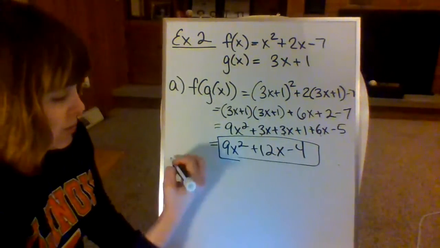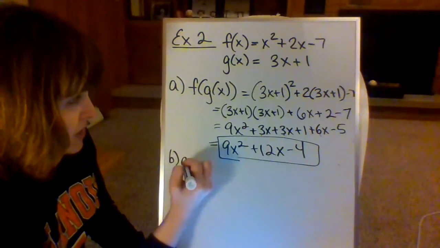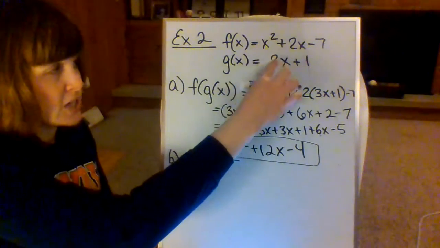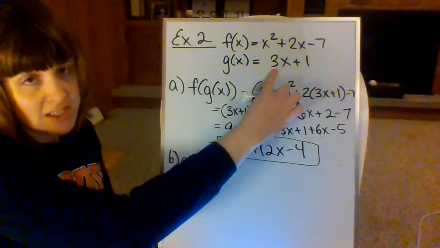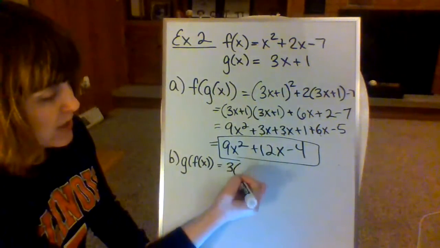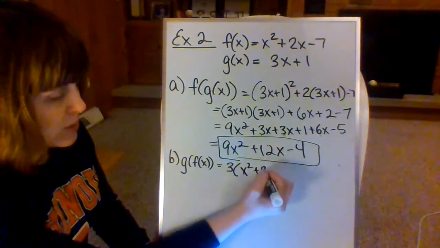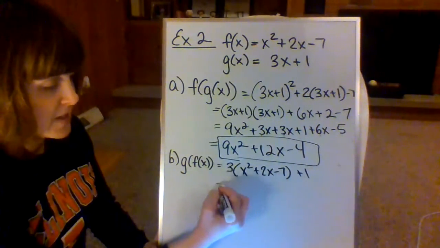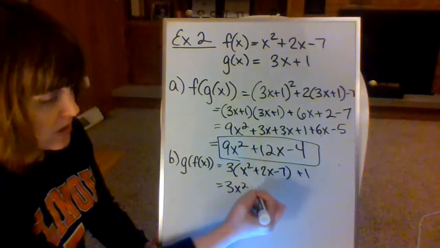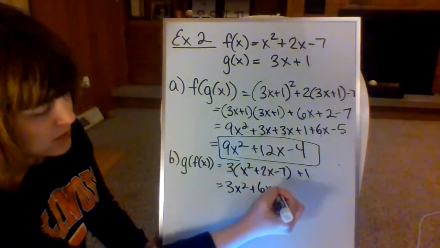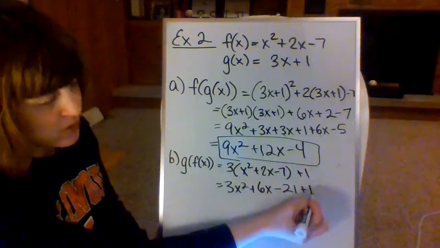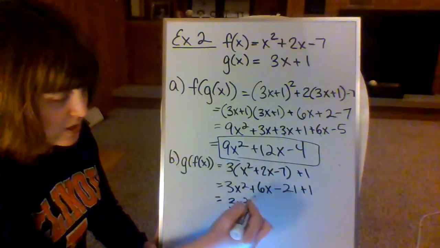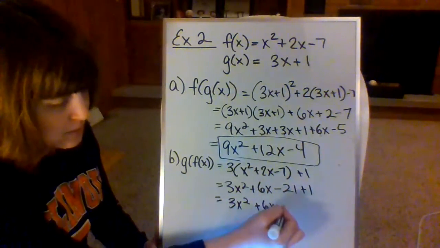Okay, now part B says find g of f of x. So we're going to take the f of x function and plug it in to the g of x function. So it's going to look like this: 3 times x squared plus 2x minus 7, plus 1. Okay, so that's going to say 3x squared plus 6x minus 21 plus 1. Okay, so simplifying that is going to say 3x squared plus 6x minus 20.